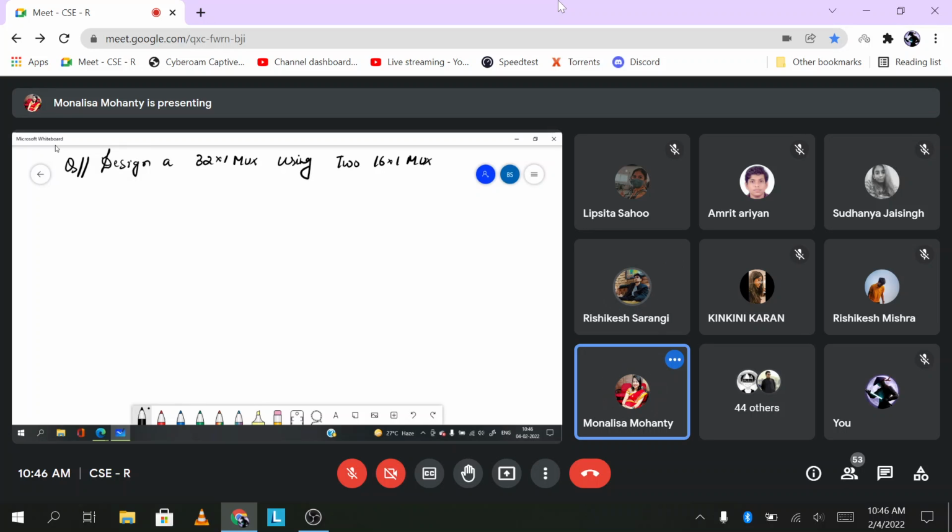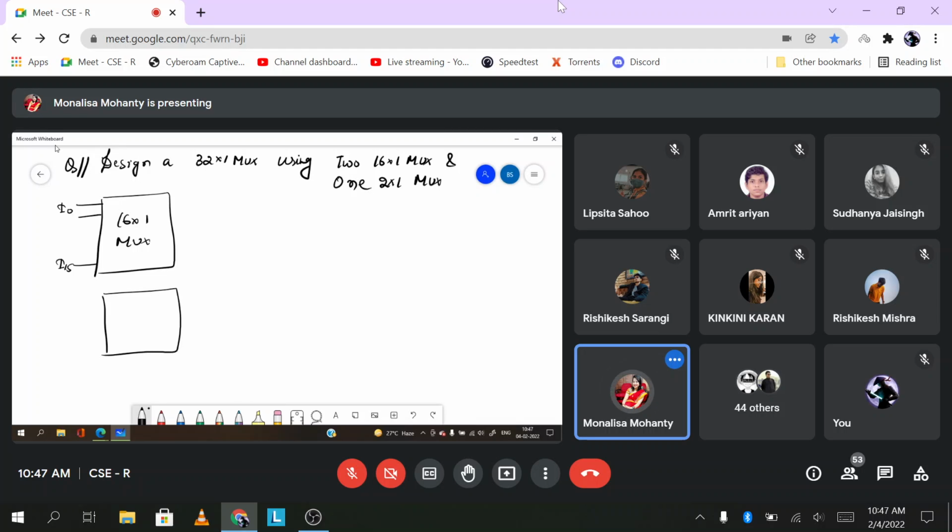Only one. We only have one output, so if we take two muxes, we'll have two outputs, right? Exactly. That means you need to use another one, a 2 cross 1 mux also. Look, a 16 cross 1 mux will have I0 to I15, and another 16 cross 1 mux, I16 to I31.